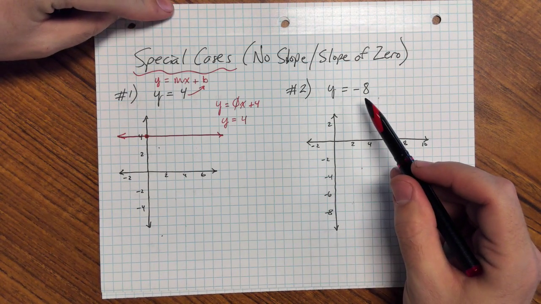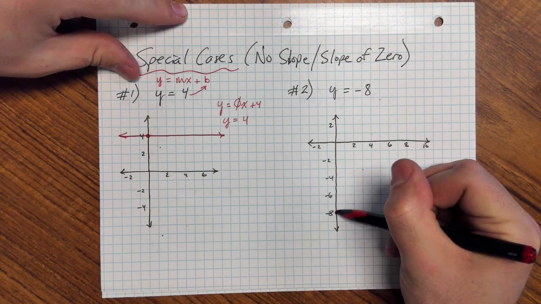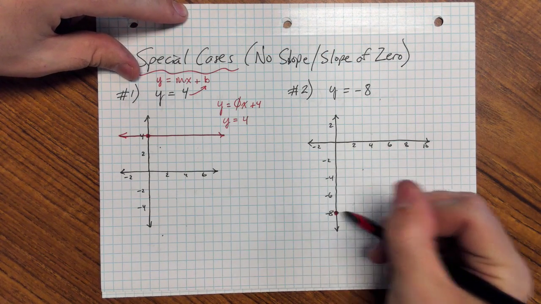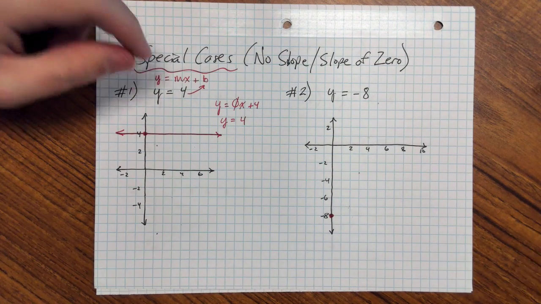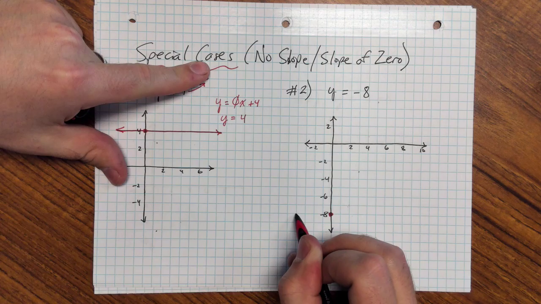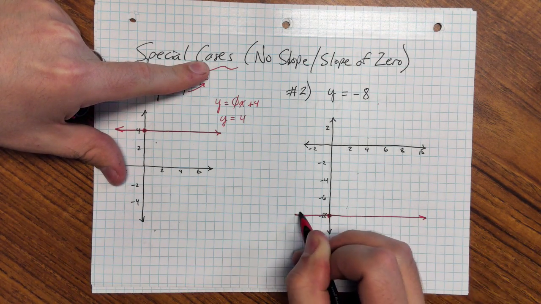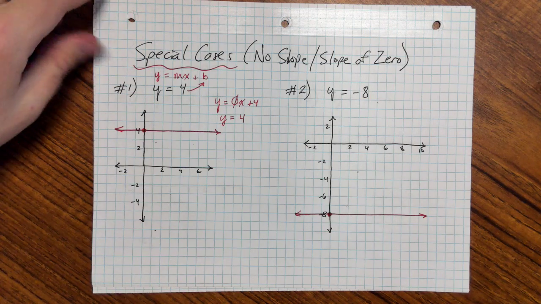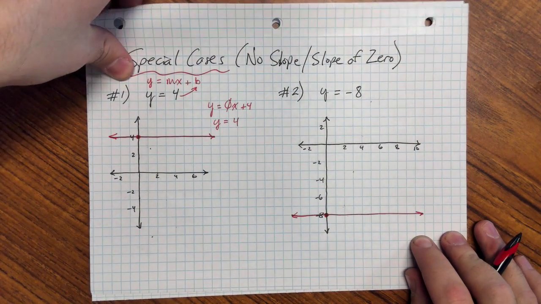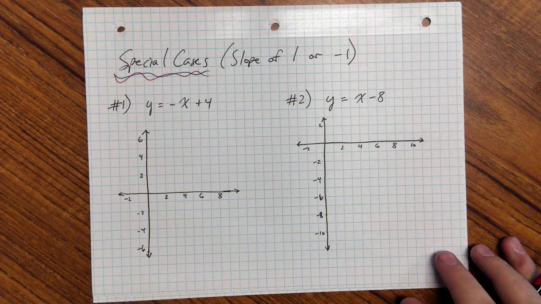So over on this one, this time, same setup. This -8 is actually the y-intercept. So you're going to plug in your y-intercept, put it on your graph. But again, there's a slope of 0. There's no slope to it. So this one is actually going to be a horizontal line going through the -8. Okay, so this is what it looks like if there's no slope. In other words, there's a slope of 0. One other example, and then we're done.